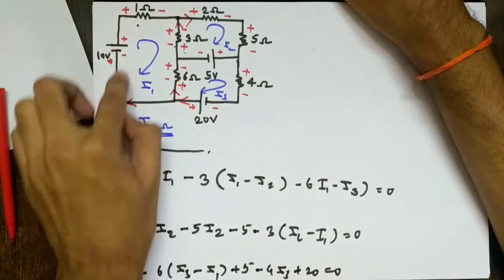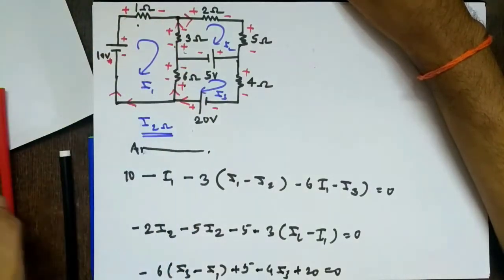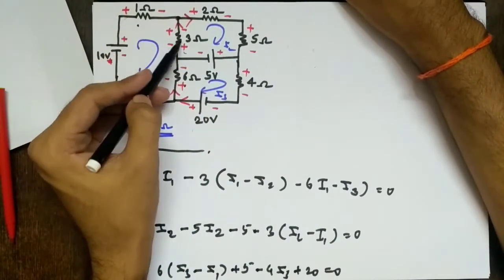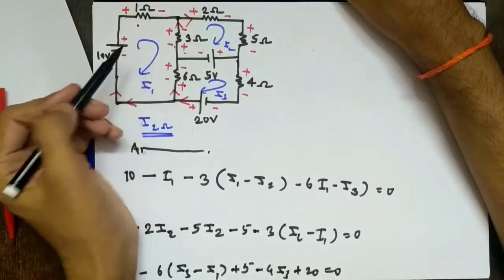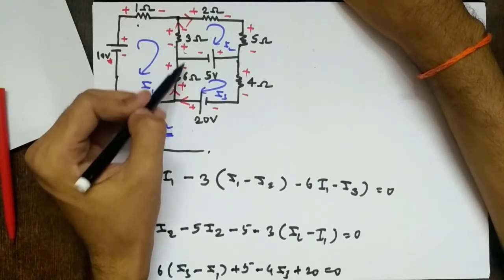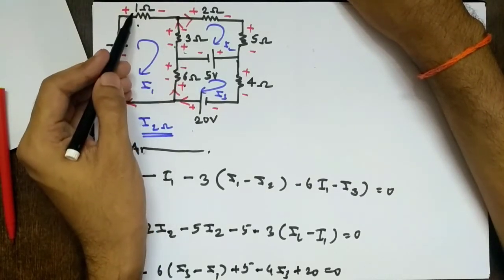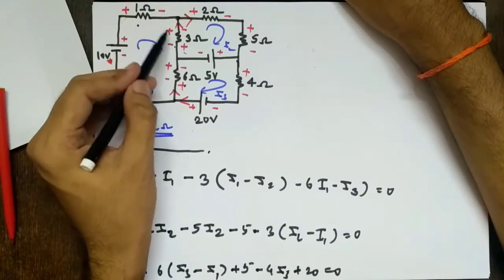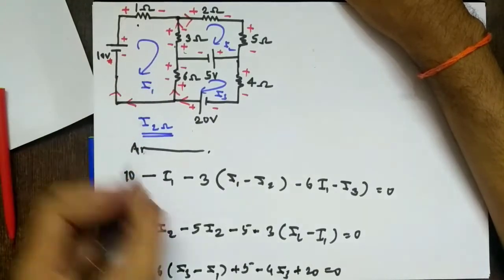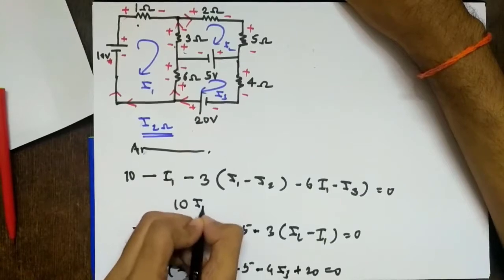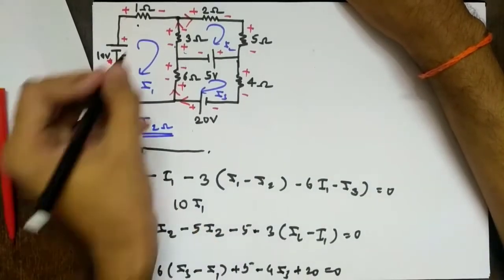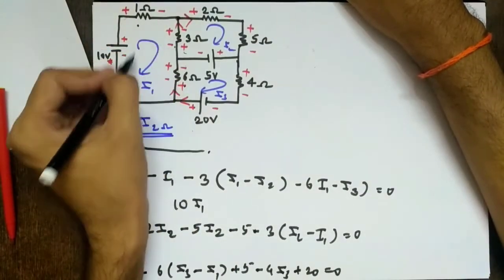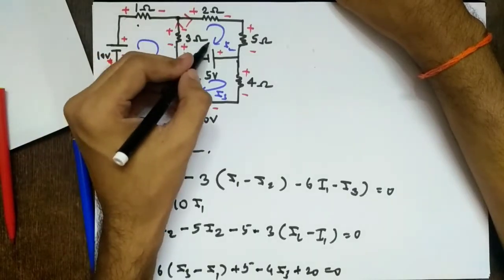Let's say we are applying it for the first mesh, right? So count, how many resistors are there? 6 resistors, right? So the addition of them is how much? 6 plus 3 plus 1, 10. Right? And they are for the first mesh. So I write 10 I1. Okay. Then these are for the first mesh.